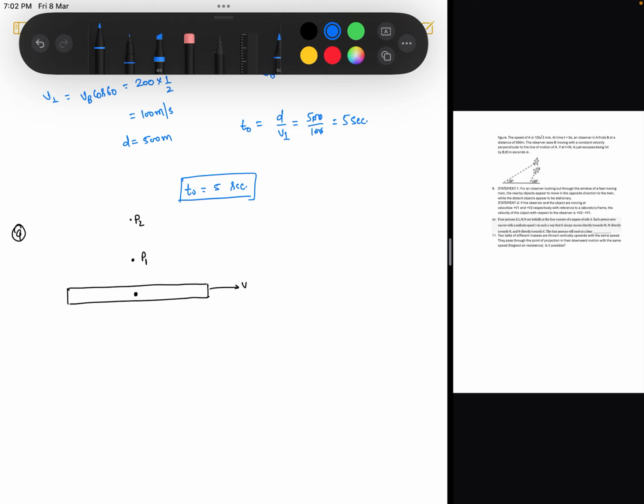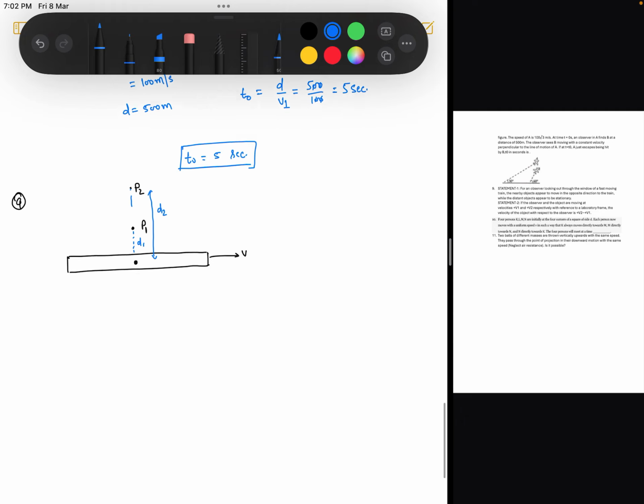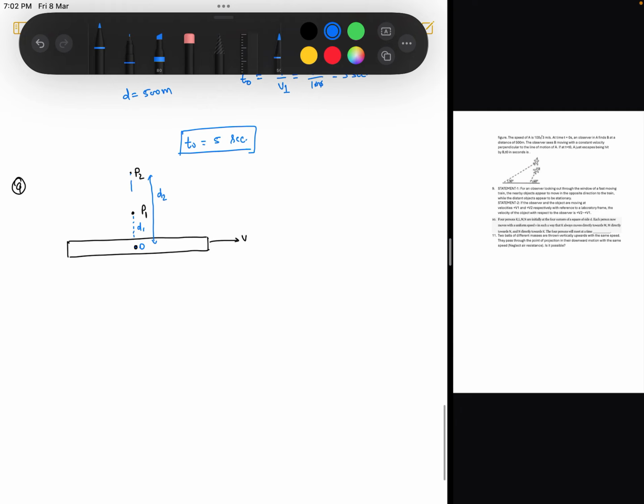So what will I see is, for pole P1, let us suppose this is the distance d1, and for P2 it will be a large distance d2. Okay. Now I am the observer. If I observe this pole P1 from this train, then I will see that this pole is moving with velocity v, equal to the velocity of train, in backward direction. And same with the pole P2. Pole P2 will also be observed moving with velocity v in backward direction.